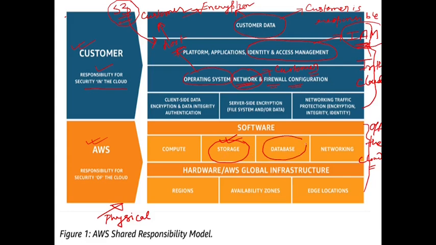Similarly, the databases that AWS uses are their responsibility. Networking is the same, okay? So hardware related, physical infrastructure wise, anything related to security there is AWS responsibility.